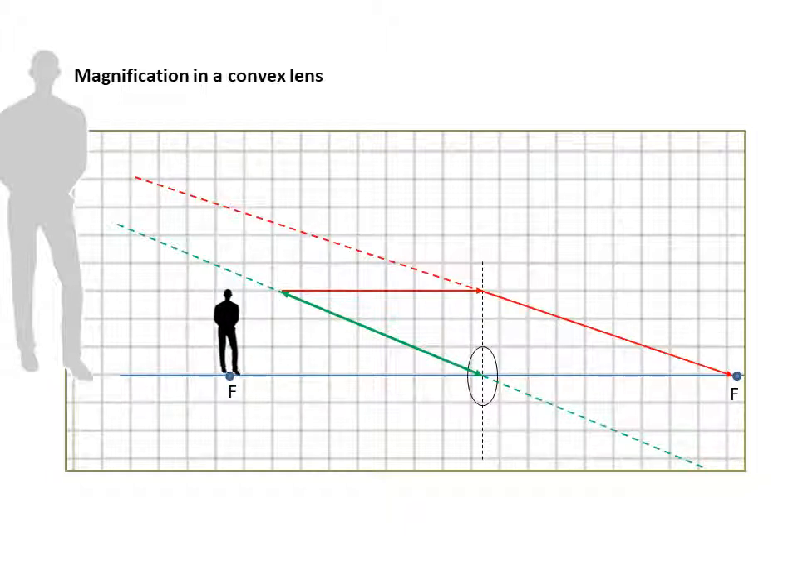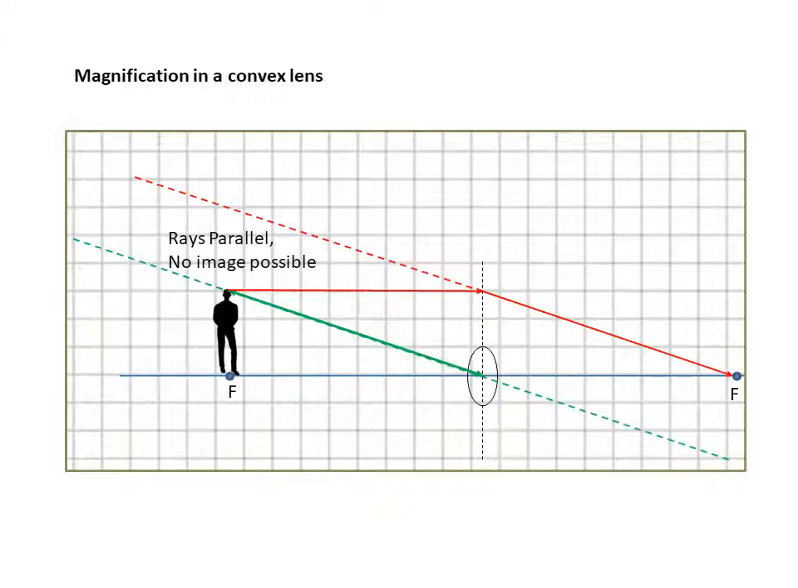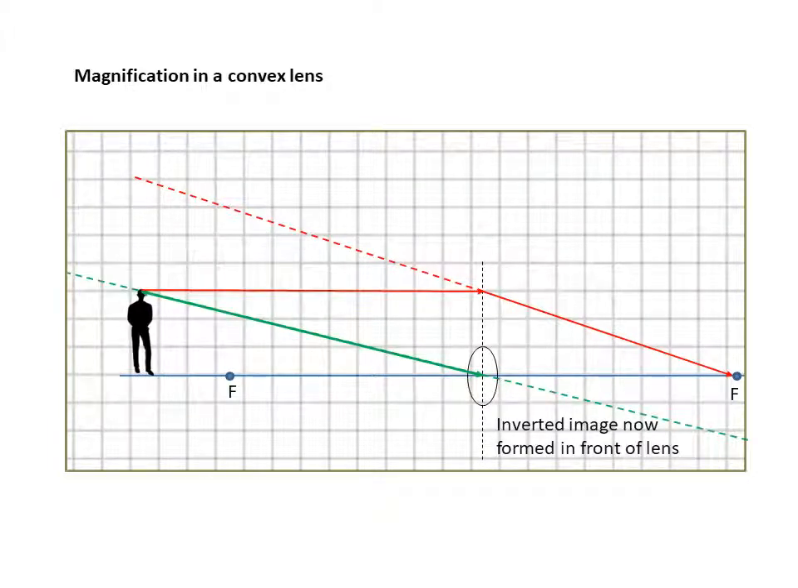As the object reaches the focal point, the rays are now parallel, which means we cannot have an intersection and therefore no image is possible. Once the object moves beyond the focal point, we no longer have an intersection behind the lens. The intersection is now in front of the lens, and if we were to extend those lines, we would see the intersection there, and that means that we now have an image in front of the lens and it is also inverted, so upside down.